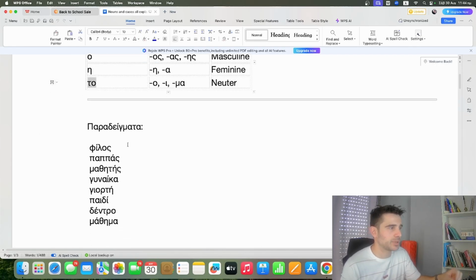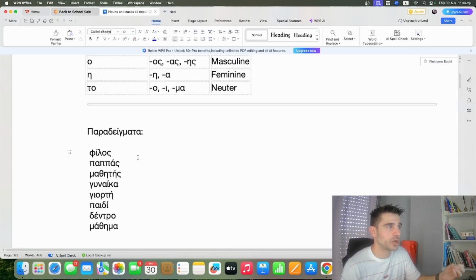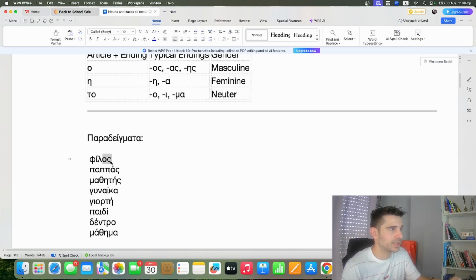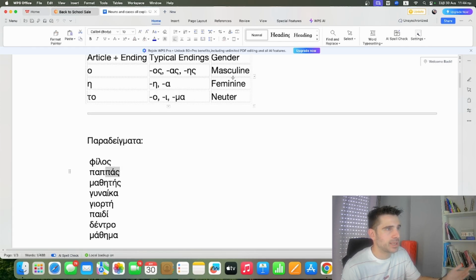Let's see some examples. This word will be masculine, neutral or feminine. Of course it will be masculine. O philos, because it has the word ending os. The word for the priest, papas, will be again masculine. O papas. And then the word for mathetis, the student, it will be masculine again. O mathetis, the word endings.